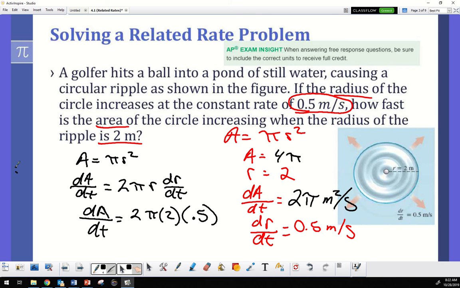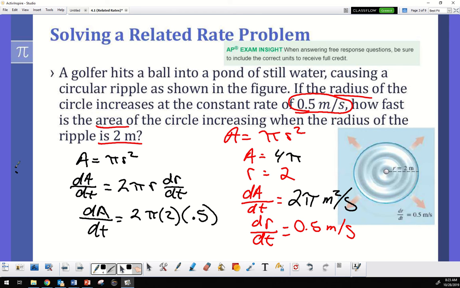This is saying that when my radius is 2, at that moment that my radius is 2, it is increasing at a rate of 2 pi meters squared per second. So that's the area is increasing by that amount per second. Yes? Okay, and that's pretty straightforward. You're always going to get stuff like this.